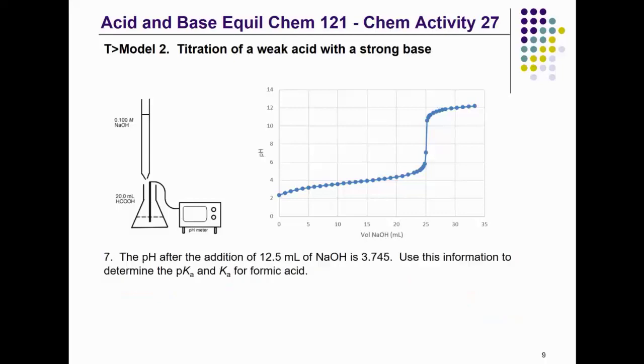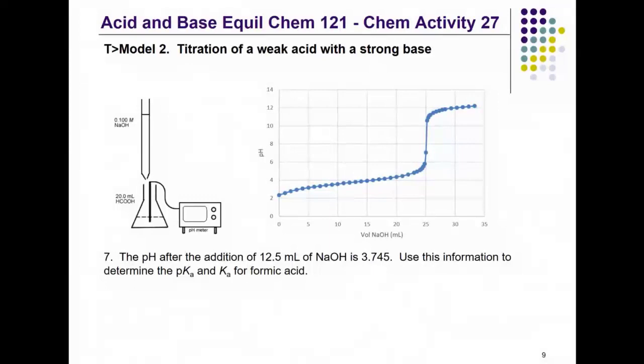The next question here, which is number 7, the pH after the addition of 12.5 mL, so we're halfway through the titration, is 3.745. I expressed it to 3 sig figs. Use this information to determine the pKa and the Ka for the formic acid. This is similar to something that you're going to need to do in the lab, because you're going to need to find out, well, what is half volume of the equivalence point? What is the pH at that volume?